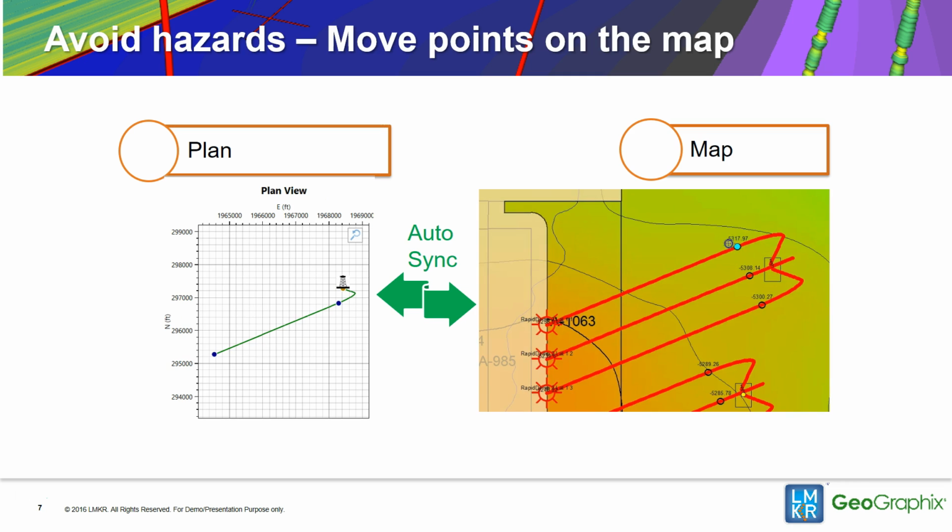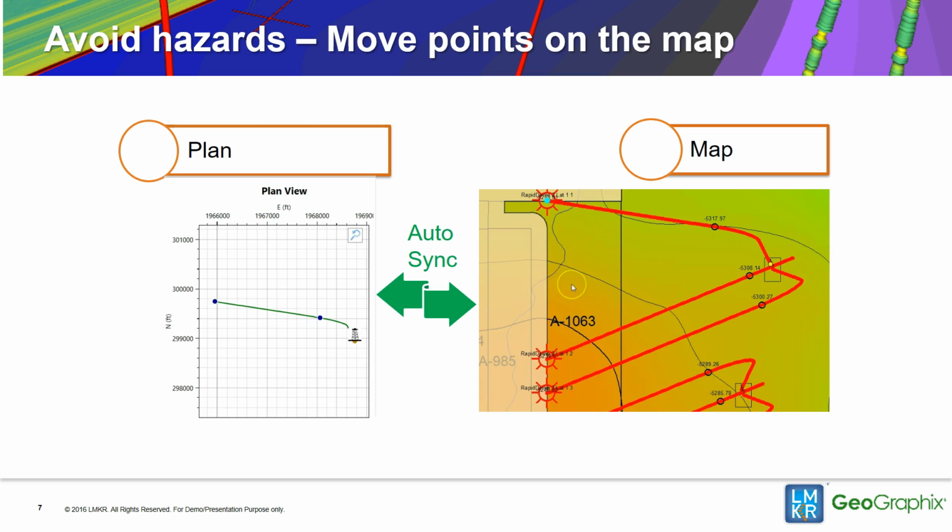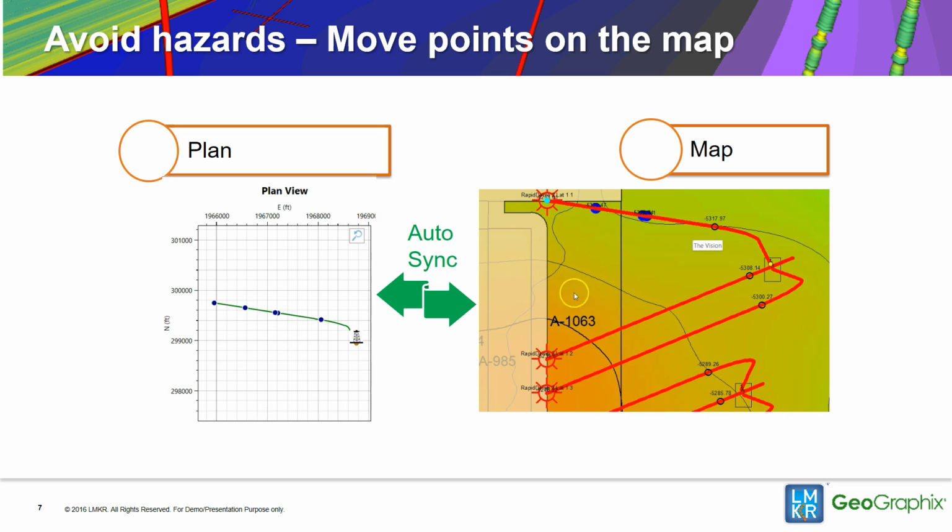Third, if we want to avoid hazards, we can also move points on the map itself, and you'll notice that as we move those points, they update on the left hand side in Gverse Planner. This makes it great because you can now avoid visual hazards that you see on the map.